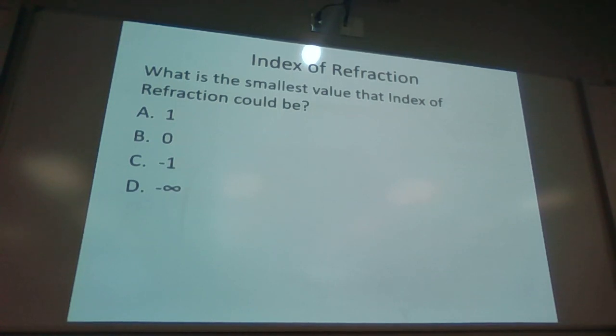Correct answer is A. The fastest light, with the least amount of refraction, is in vacuum space. Yep.